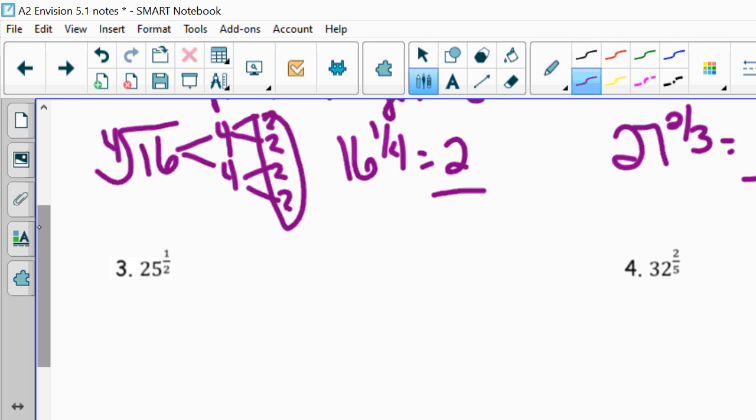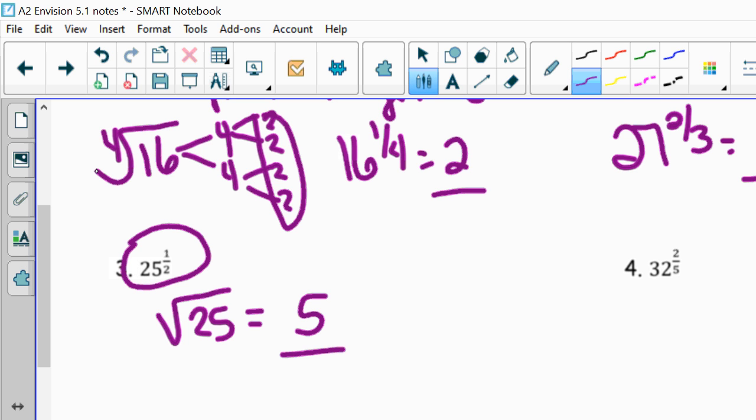Number 3, 25 to the 1/2 power. Okay, so here it's just the square root of 25. The square root of 25 is just 5. And again, it's only the one answer, positive 5, because I didn't put the square in the problem. They had already given it to me as 25 to the 1/2 power. Okay. Number 4, 32 to the 2/5.